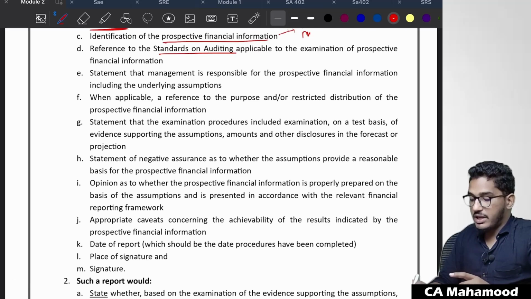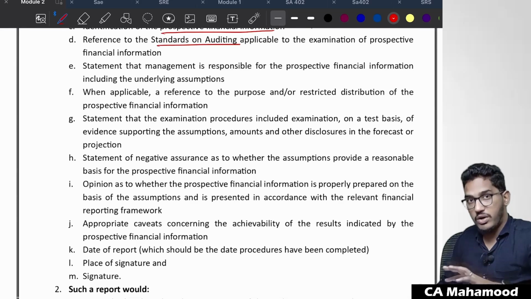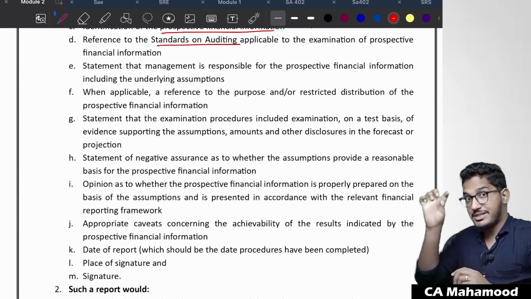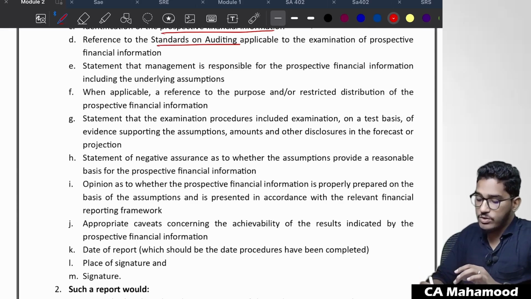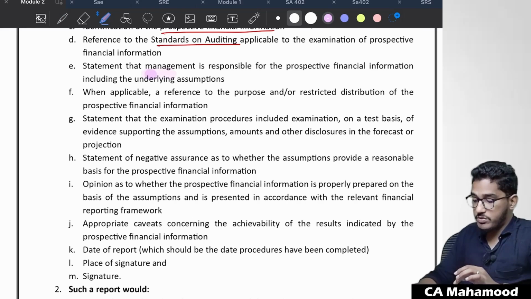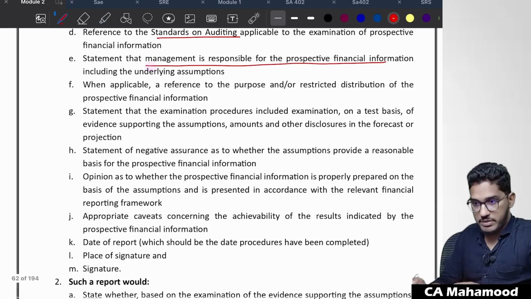Reference to standards on auditing applicable to the examination of prospective financial information. While verifying that prospective financial information, in case any standards on audit you followed, you have to give the reference to those standards on audit which you have followed in the assurance engagement. And also you have to state that management is responsible. You have to clearly mention in your report, management is responsible for the prospective financial information.